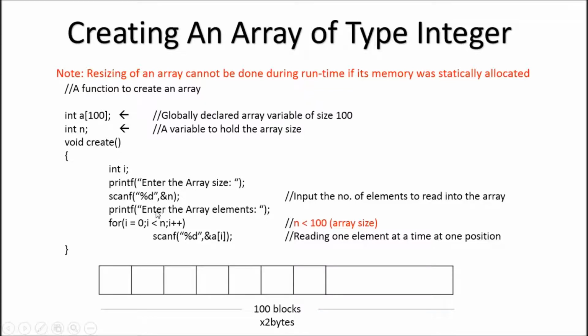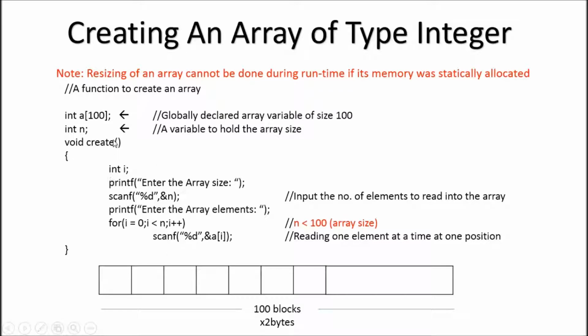So next we prompt the user to enter the array elements, and we initiate a for loop. The for loop ranges from 0 till n minus 1. That will be i less than n. An important point to note is that n should be less than 100, because the maximum array size that we created is 100, and remember I said it cannot be resized during runtime, so 100 is the fixed value. It can be less than that, but it should not exceed 100. We read one element at a time at one position into the array memory blocks.